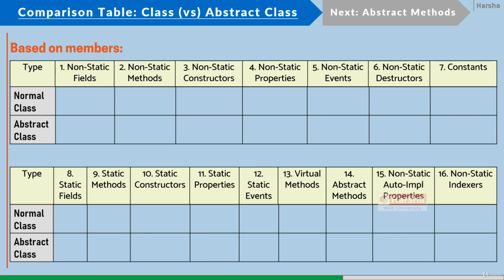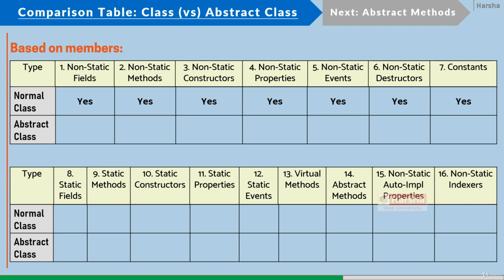This comparison table explains the list of members that can be created in the normal class and in the abstract class. Yes, in the normal class, you can define almost all types of members, including non-static fields, non-static methods, non-static constructors, non-static properties, non-static events, non-static destructors, non-static constants. Here, non-static means which are not static. That means instance fields, instance methods, instance constructors, etc. are called as non-static here.